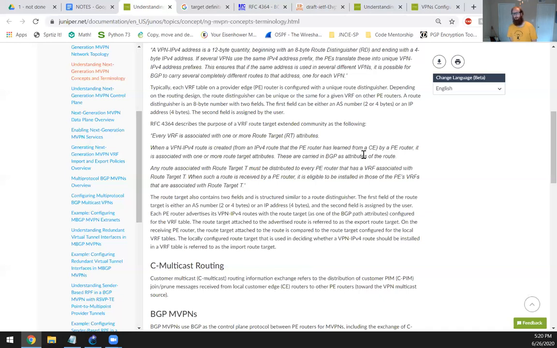When such a route is received by a PE router, it is eligible to be installed in those of the PE's VRFs that are associated with route target T. Okay. So I think I get it.